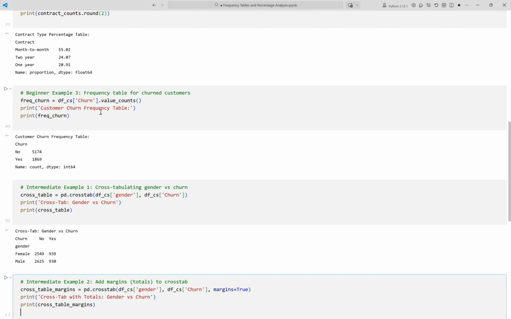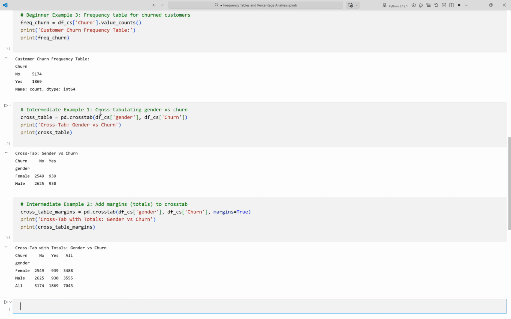This cross-tab shows the frequency of customer churn by gender, with totals added for each row and column. Notice that all the margins provide quick summaries. There are 7,043 customers in total, with more males, 3,555, than females, 3,488, and overall churn counts of 1,869, yes, versus 5,174, no. Adding these margins helps us verify the data and understand distribution patterns at a glance, which is crucial when working with survey or market data.